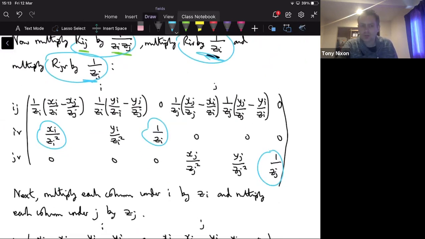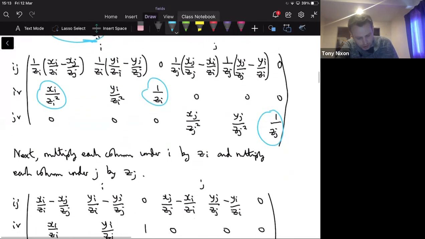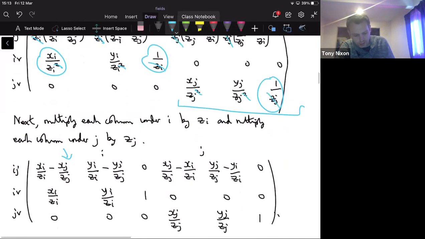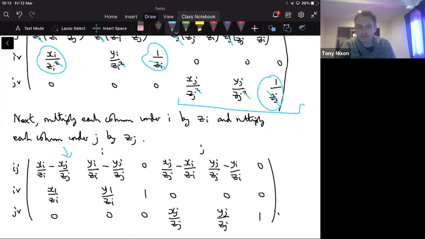Now we start doing columns rather than rows. So now I'm going to multiply each column under the vertex I. So this column, and this column. Multiply them all by zi. So this one's going to cancel, this one's going to cancel, the square is going to cancel the square, and this is going to cancel. And so that gives us down to what you see here. And also columns under j, so that's these 3 by zj. So the zj, and the squares are going to cancel there. And we end up with this thing.